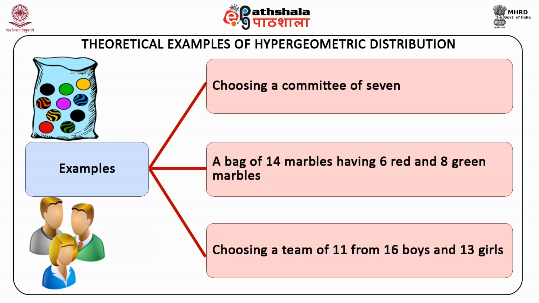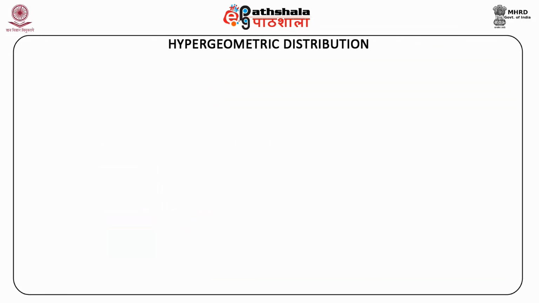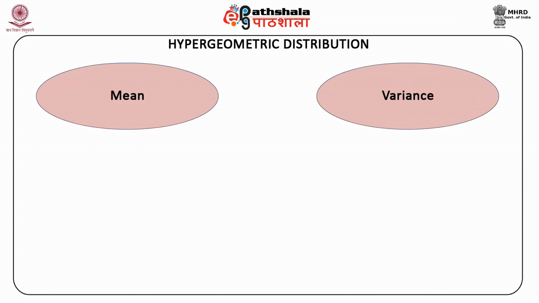Slide 47. The mean and the variance of the distribution are given as follows. Mu is equal to nr upon capital N. Sigma square is equal to nr upon capital N, into capital N minus r upon capital N, into capital N minus small n upon capital N minus 1.